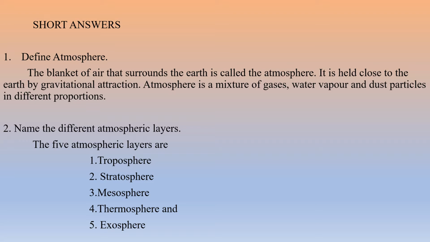Second question. Name the different atmospheric layers. The five atmospheric layers are troposphere, stratosphere, mesosphere, thermosphere and exosphere. When you are writing the answer, you have to write them one by one so that it gives a good neat presentation and you will definitely secure 2 marks. So what are the five layers, children? Troposphere, stratosphere, mesosphere, thermosphere and exosphere.